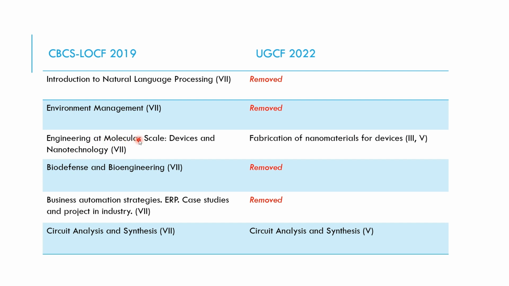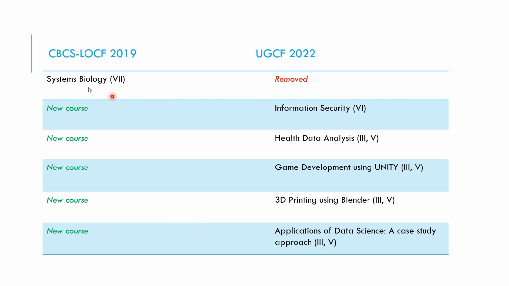Engineering at molecular scale, devices and nanotechnology has been rebranded as Fabrication of Nanomaterials for Devices, offered in semester 3 and semester 5. And yeah, you can choose it on the ones, okay? Biodefense and bioengineering is being removed. They might bring it back. We'll see that. Business automation and strategies, ERP, case studies and project in industry has been removed. Circuit analysis and synthesis has been retained. And systems biology, semester 7, has been removed. I'm sure about that. I have the information.